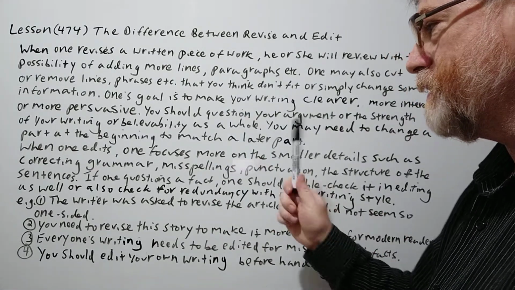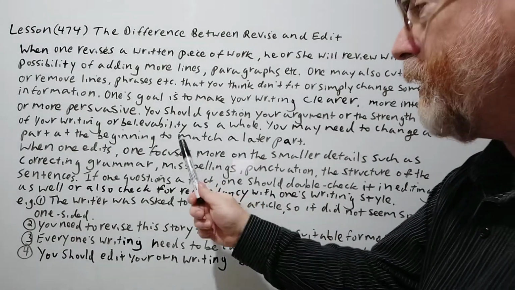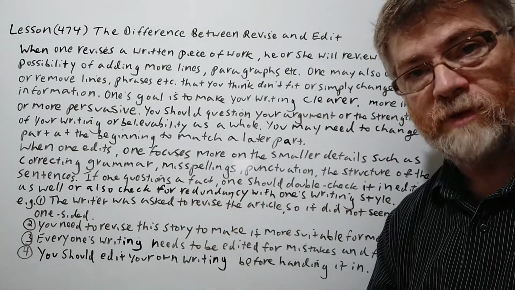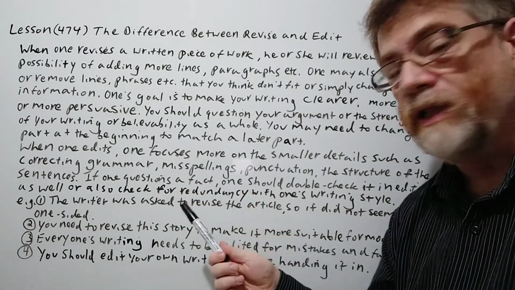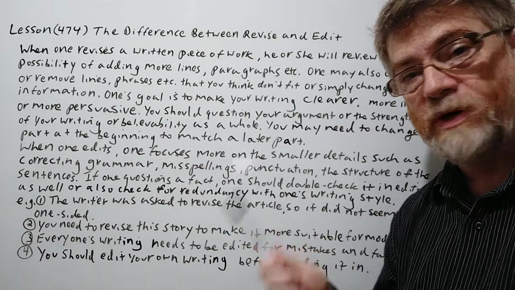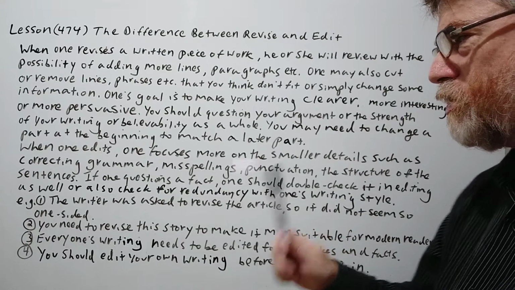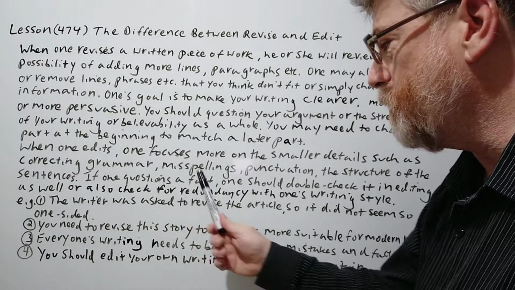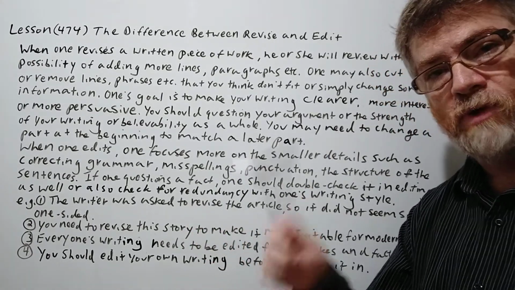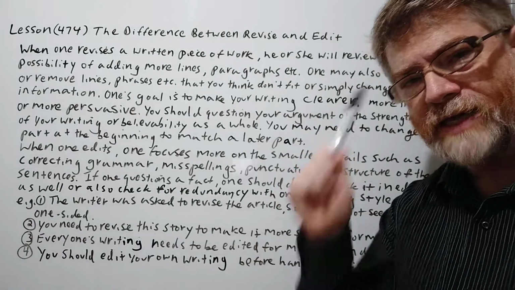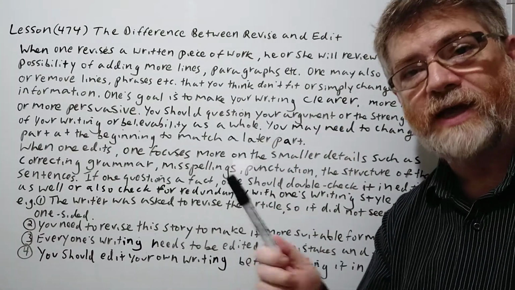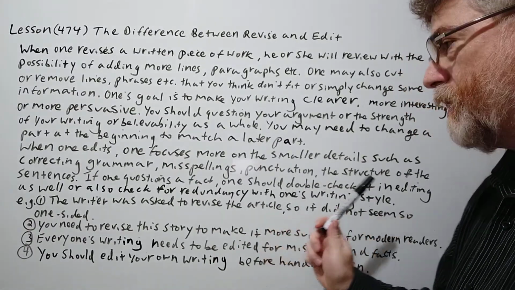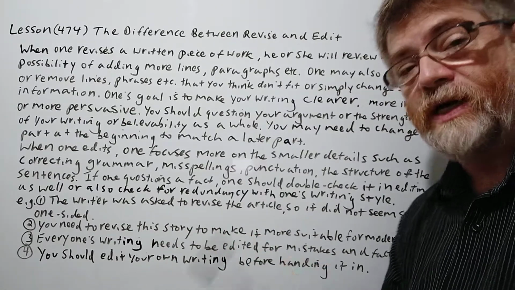Okay, let's continue here. When one edits, one focuses more on the small details, such as correcting grammar mistakes, misspellings, and of course punctuation, making sure the punctuation is correct, and the structure of the sentence, making sure it's not an awkward sentence. If one questions a fact, maybe in your writing you wrote a fact and you're second guessing, well, maybe I better check that, make sure I'm not wrong, because you don't want that. You should do that during editing too. One should double check it in editing, as well as check for redundancy.